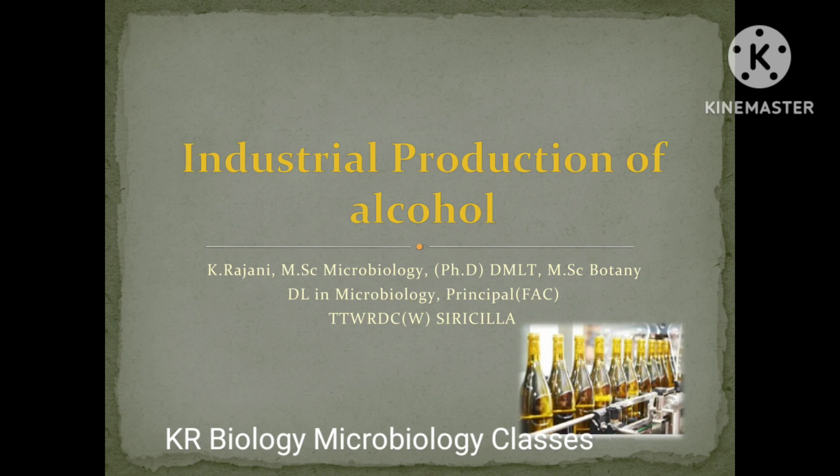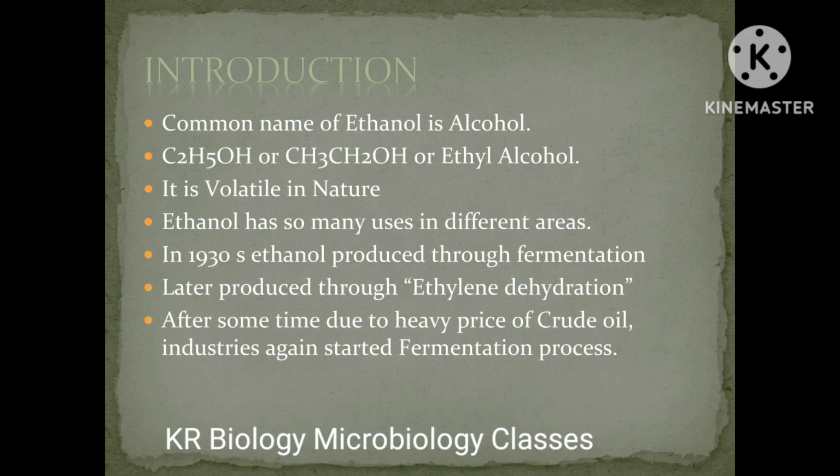In this video, today we will discuss the industrial production of ethanol, which is also called alcohol. In this industrial production of alcohol, we will learn about the fermentation process, recovery, strains, and media we are using for the production of ethyl alcohol. Ethyl alcohol or ethanol is commonly called alcohol and it is volatile in nature. It is useful in many areas like pharmaceutical industries, the medical field, or cosmetics.